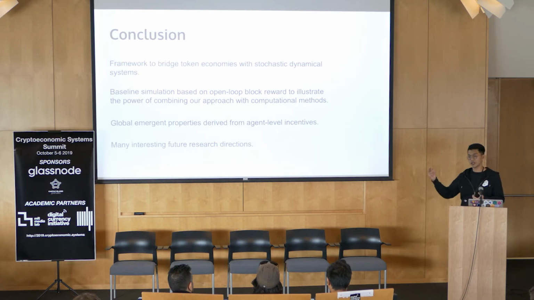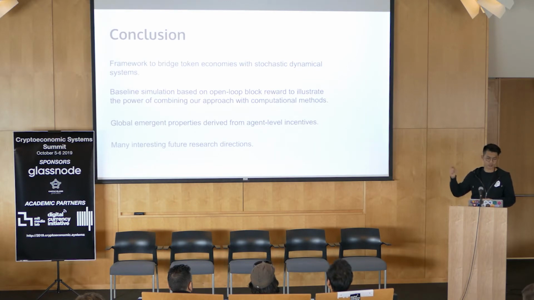As we observed earlier, we only make one change, which is the block reward function, and everything else holds constant. We observe very different behavior in the economy. Which is the second point, where the agent-level incentive would drastically change the global emergent behavior.